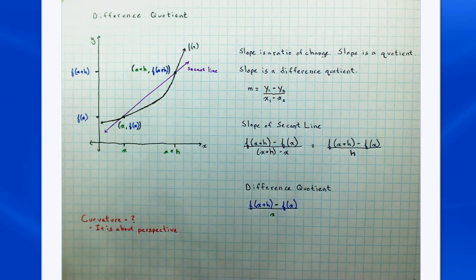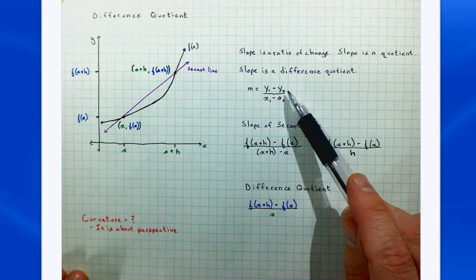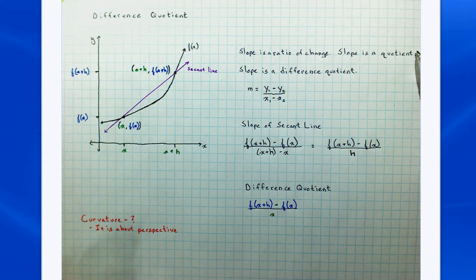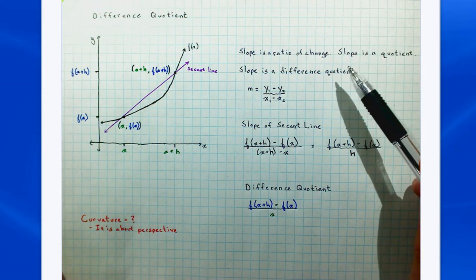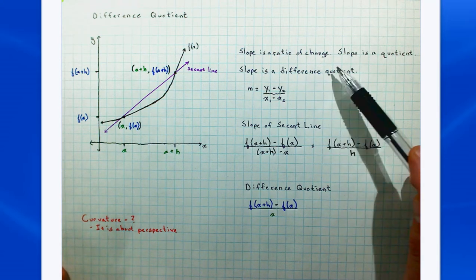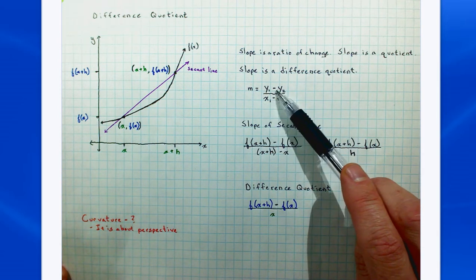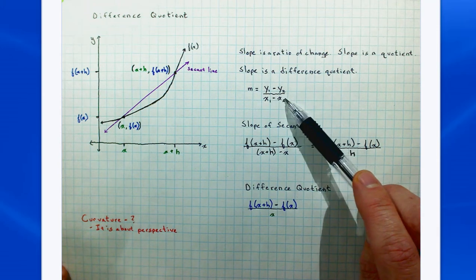So let's talk about slope again. Remember, slope is a ratio of change: the change in y's over the change in x's. Slope is a quotient. It is a division problem. Therefore, slope is a difference quotient. Difference, subtraction; quotient, a fraction.